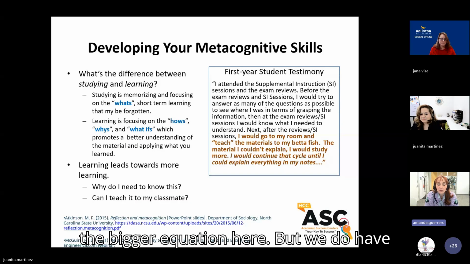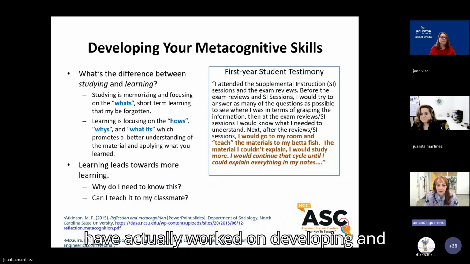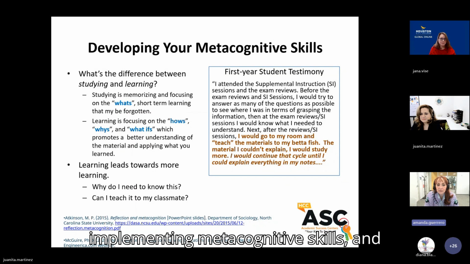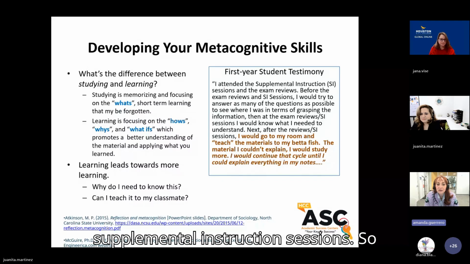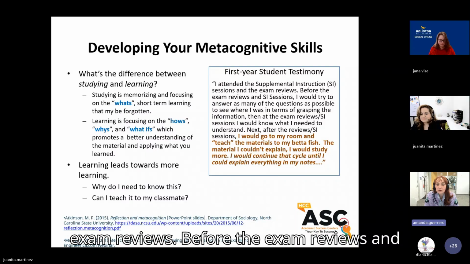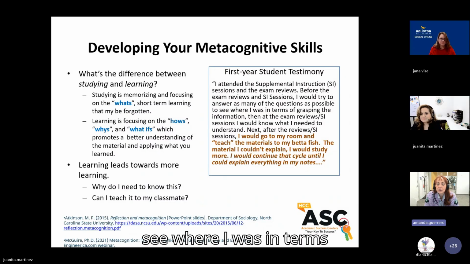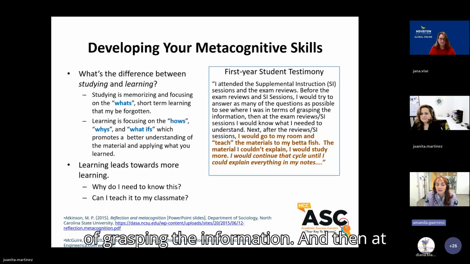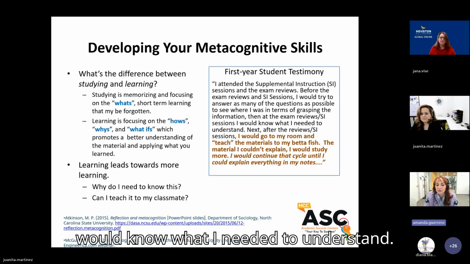equation here. But we do have a testimony from one of the students who have actually worked on developing and implementing metacognitive skills, and they did so through the attendance of supplemental instruction sessions. So they attended their SI sessions and the exam reviews. Before the exam reviews and the SI sessions, they would try to answer as many of the questions as possible to see where I was in terms of grasping the information. And then at the exam reviews and the SI sessions, I would know what I needed to understand.